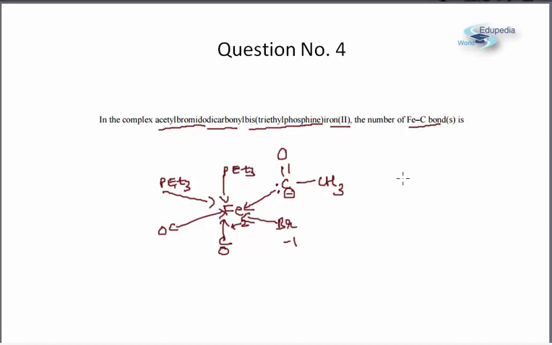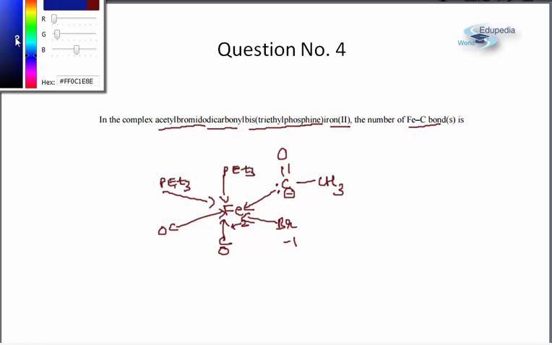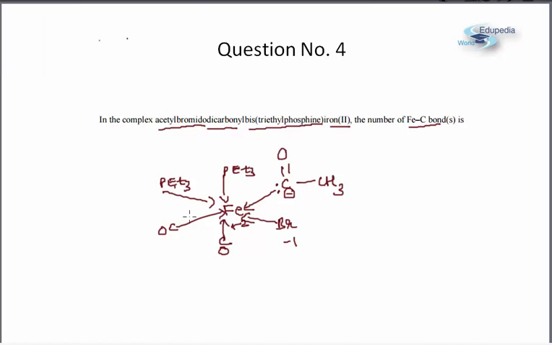So it says the number of Fe-C bonds. The number of Fe-C bonds would be 1, 2. I will just highlight those bonds again. The number of Fe-C bonds would be 1, 2 and 3. So the correct answer would be 3 for this question.